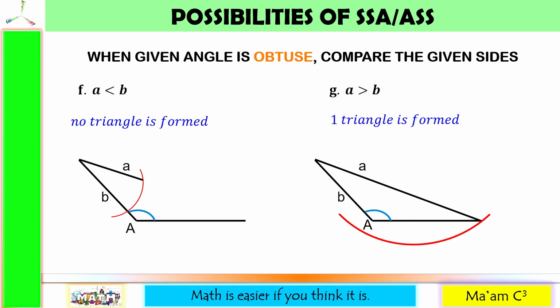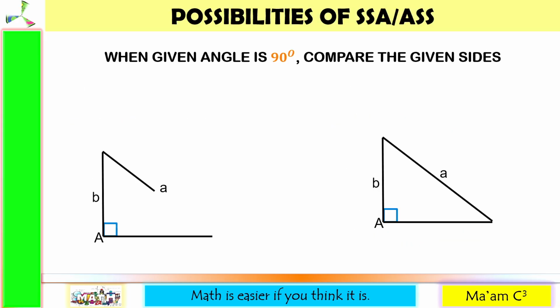And the last division is when the given angle is 90 degrees, meaning right angle. Just like in obtuse angle, no need to compute for the height. You simply need to compare the given sides. So here is one possible outcome. Here is 90 degrees, angle A, and the side opposite it is side A. And you will see that it is shorter than the other side given. In symbol, A is less than B.